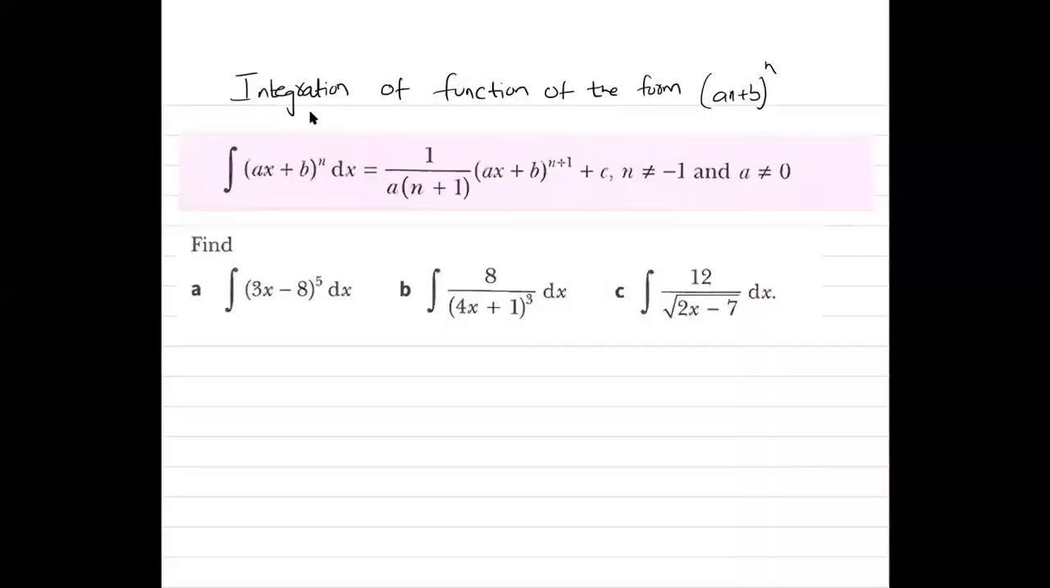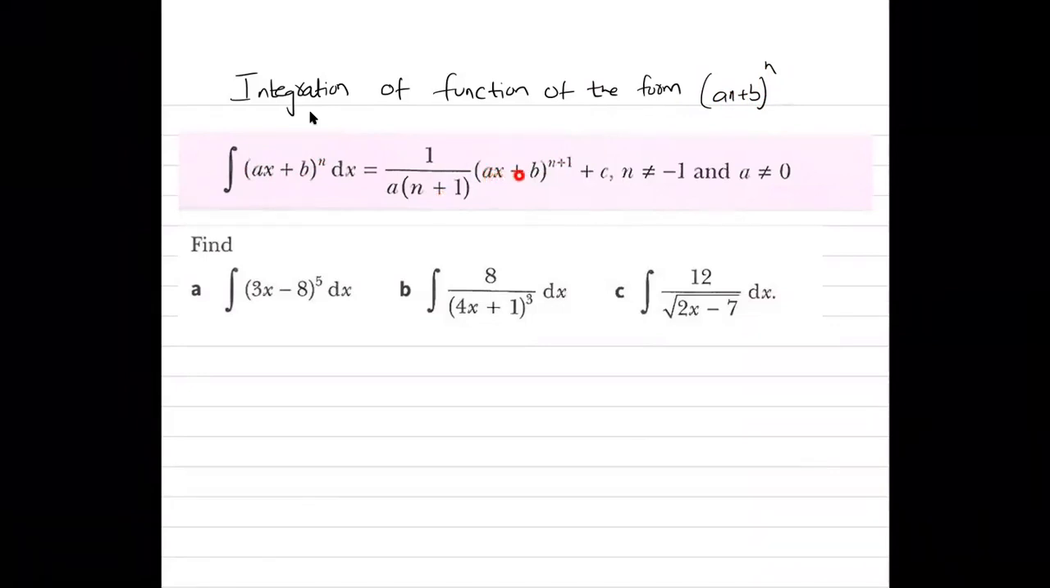Okay, now we are going to see integration of functions of the form (ax plus b) to the power of n. If we have an expression that is encapsulated in brackets and raised to some power, we are going to see how the integration of such a function is found out. You write the expression in the bracket and raise the power of the bracket by 1, divided by the new power times the differentiation of the inside bracket.